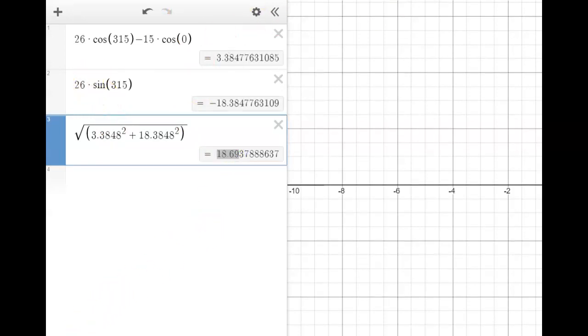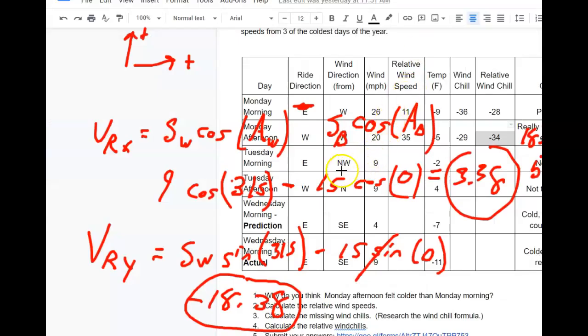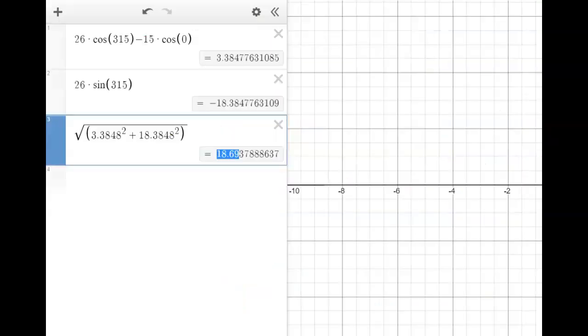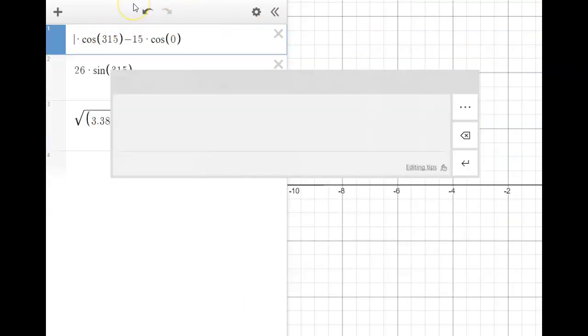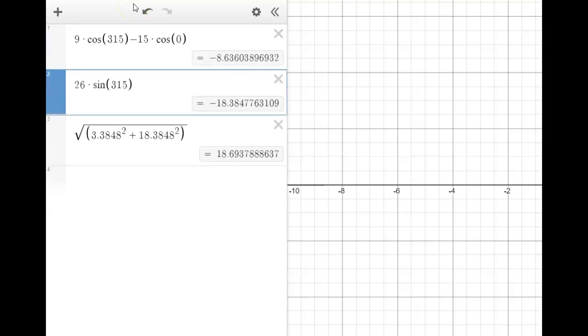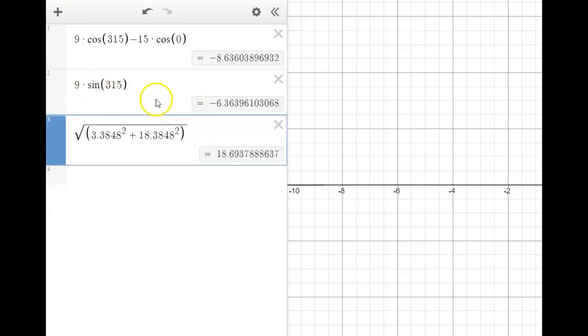So this would look good. However, when we go back here, the speed of the wind is 9. So I don't know where I got this 26. Let's go back to Desmos and fix this. These are supposed to be 9. The speed of the wind's 9. So let's see if that makes sense to us.